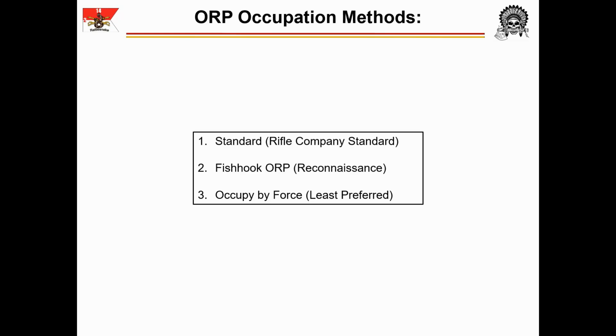There are 2 ways to deliberately occupy an ORP. In the first method, the team conducts a long halt, deploys a leader's reconnaissance, reconnoiters the ORP, and then occupies it deliberately. This is similar to a normal line infantry squad occupying an ORP. The other way to occupy an ORP is to use the fishhook method, in which the team moves in file in a fishhook pattern around the ORP and sets in the center of their fishhook. The final method is to occupy an ORP by force. This is essentially conducting a security halt and then pronouncing that it is an ORP. This is the fastest but least secure method to use.